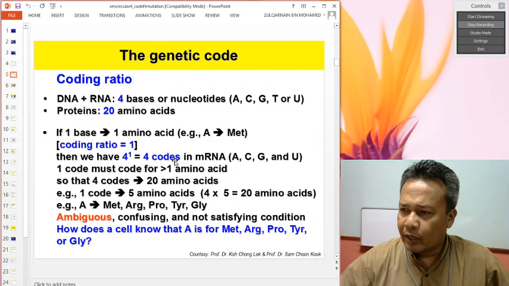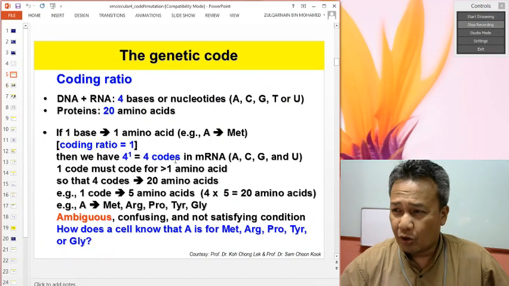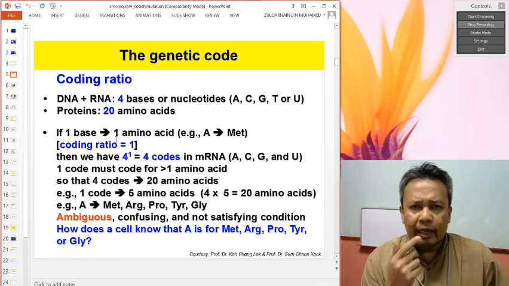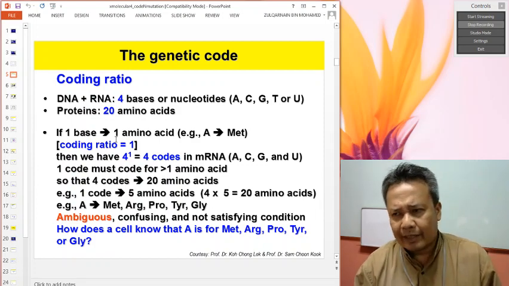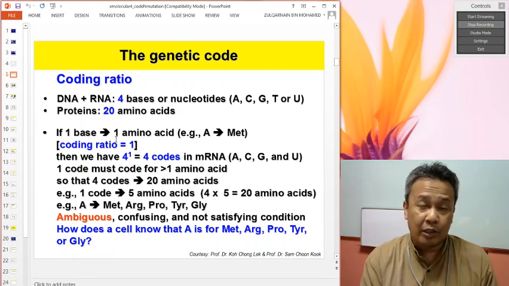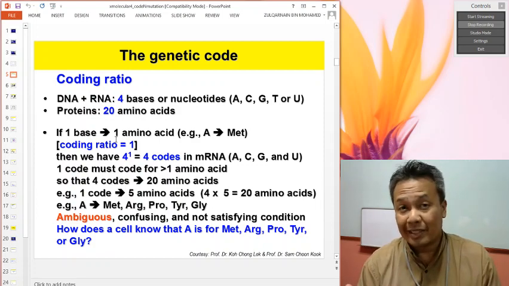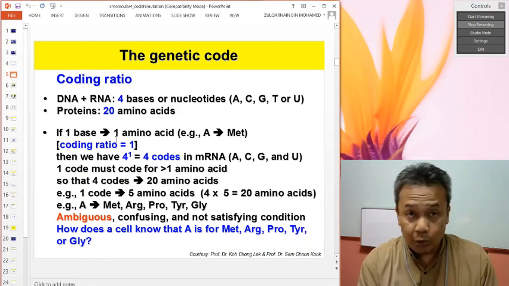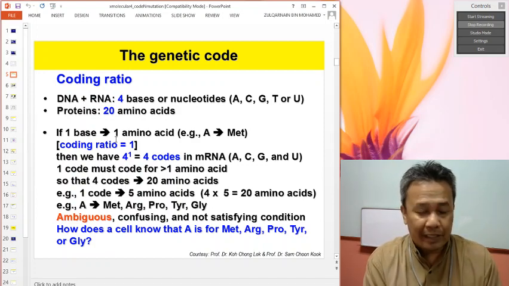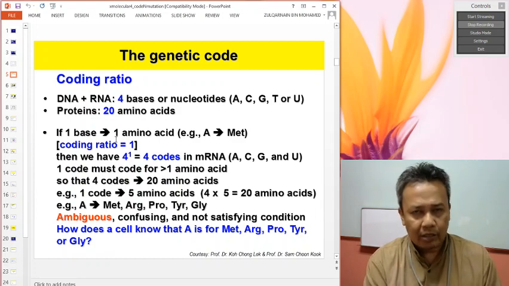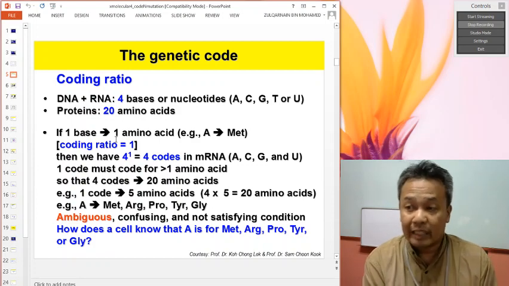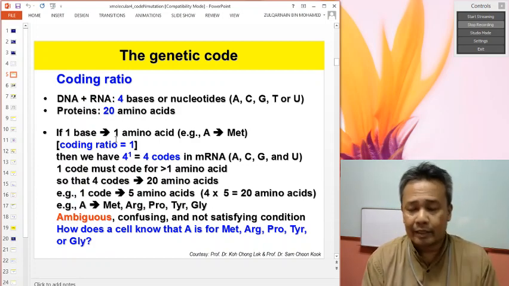Before we go into the codon table, here's the slide on the genetic code, and here it mentions the coding ratio. I mentioned that earlier. So what it means is that, as I said, you have four bases, and how does it determine 20 amino acids? If each base is a code for one amino acid, that means you can only do four amino acids, so that's not enough. If the coding ratio is two, that means every time you want to code, you use two bases, so it's AA, AT, AG, or AC, so that will give you 16 codes. Again, that's not enough for 20 amino acids.